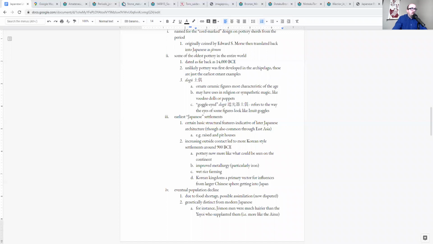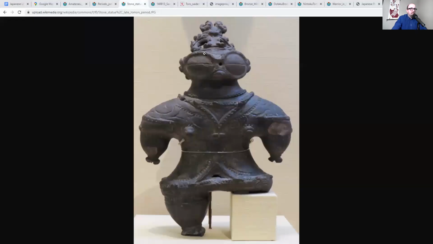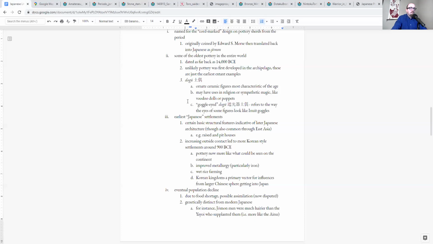is referred to in Japanese by a really great term. It's shakoki dogu, which literally refers to goggles. So they're goggle-eyed dogu. That refers to the fact that the eyes on these figures are said to resemble Inuit goggles. These are goggles that Inuit use, especially to block out the sun. It's a piece of leather with a thin slit in it, so that you see through the slit and it blocks most of the glare. And so that's why they're called that.